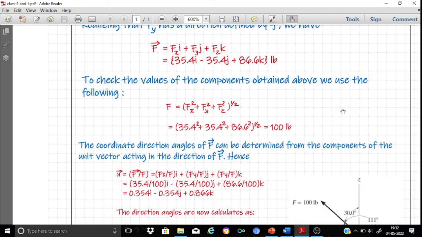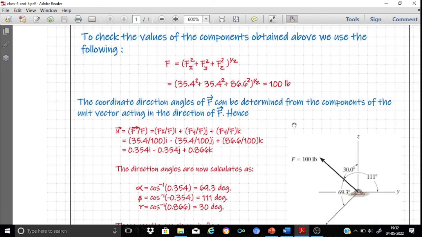Now let us go for the computation of the direction angles. We know that the direction angles are the angles which any vector makes with the positive x, y and z axes. And you know that the unit vector along any given vector can be written as, for example, the unit vector along F is vector F divided by its magnitude. So that is nothing but Fx i plus Fy j plus Fz k divided by F.